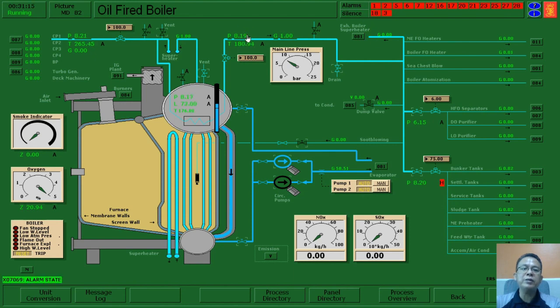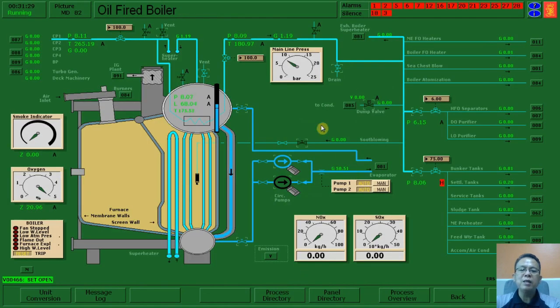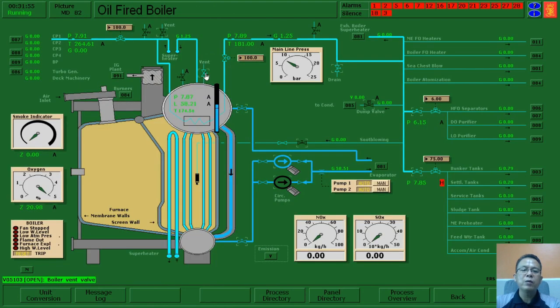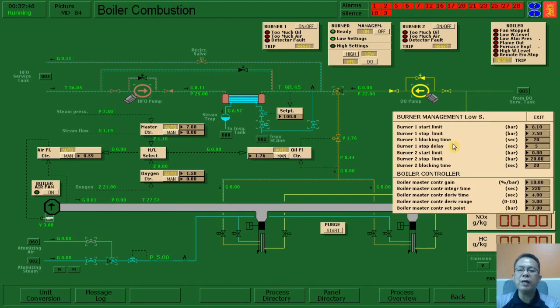The pressure is slowly going down. So we need to open some valves of the tanks to make the pressure go down faster. Service tanks, open the valve. We should close the vent of the steam drum. The vent valve should be closed. So we are just going to wait for the pressure to go down. Let's go back to the boiler combustion and wait for the pressure to go down, and try to have a view again.